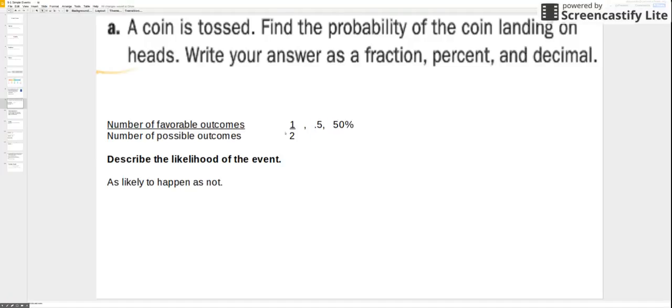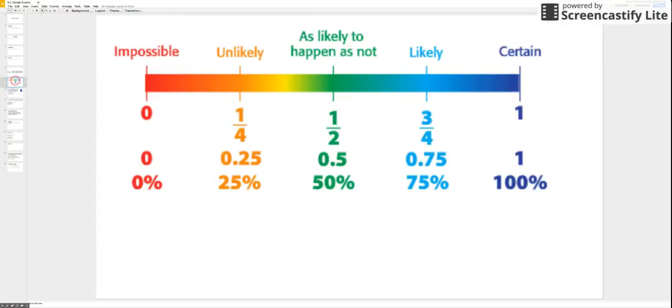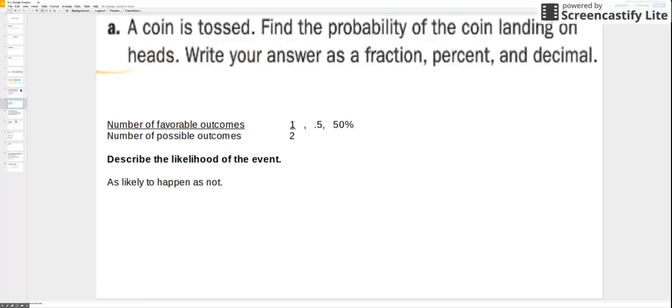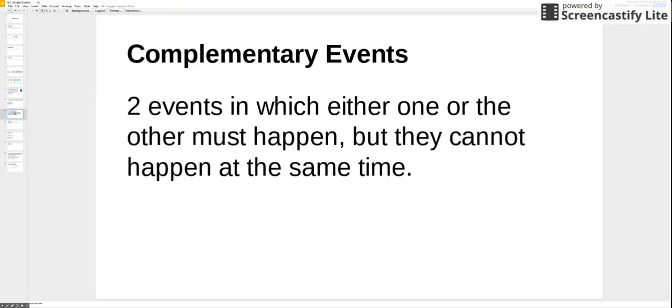In case you don't know how to go from a fraction to decimal to percent, divide 1 by 2 to get 0.5. And when you want to get a percent, you just multiply your decimal by 100, or move the decimal over 2 places to the right. So describe the likelihood of the event as likely to happen as not, because we're at a 50-50 chance. All right, let's move on.